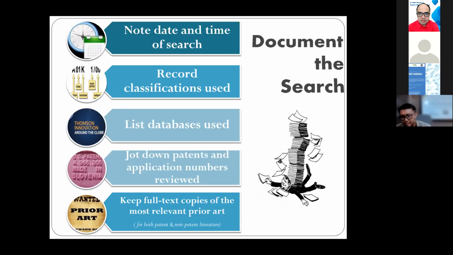So in your documentation, you have to note the date and time of the search, record the classifications used, list the databases used, jot down patent and application numbers, and keep full text copies of the most relevant prior art.